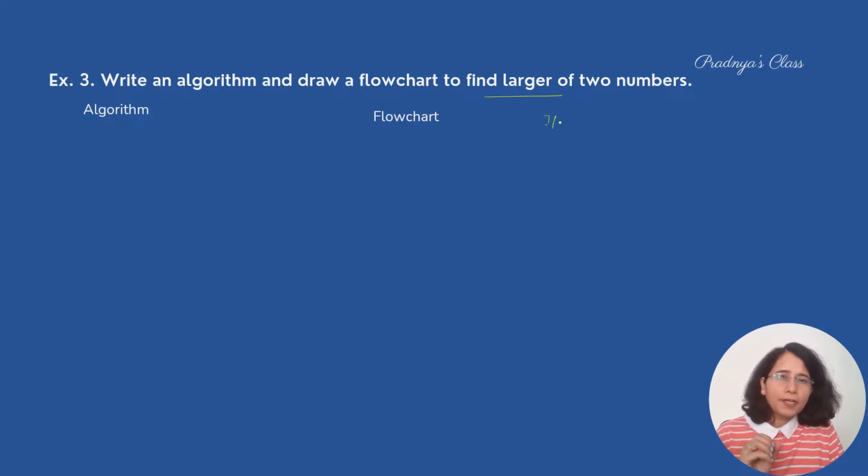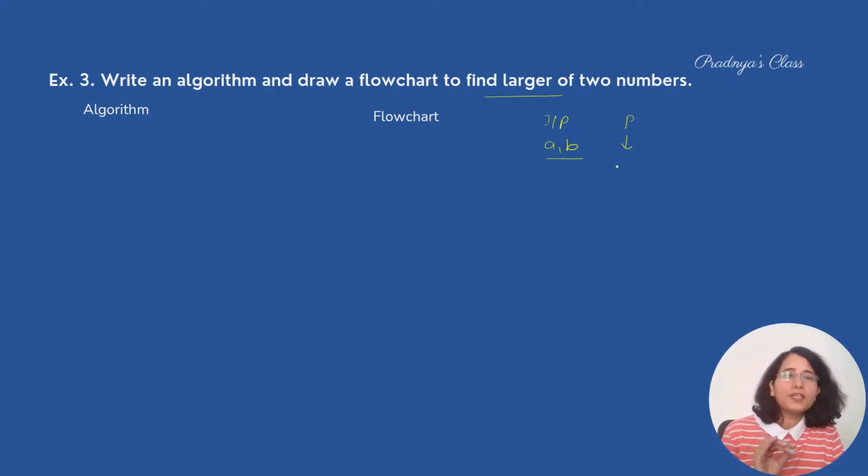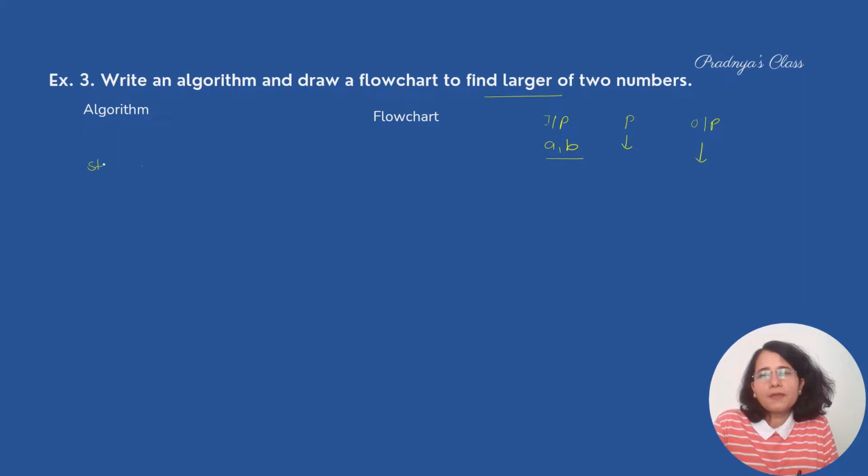So first identify the input. We need two numbers here. Then what's the processing? Here processing means we have to compare these two numbers. So we need some conditional statements, and the output will be that we have to print the larger of them. Let's try to write the algorithm for it. Always step 1 will be start, and in step 2 generally we take the input.